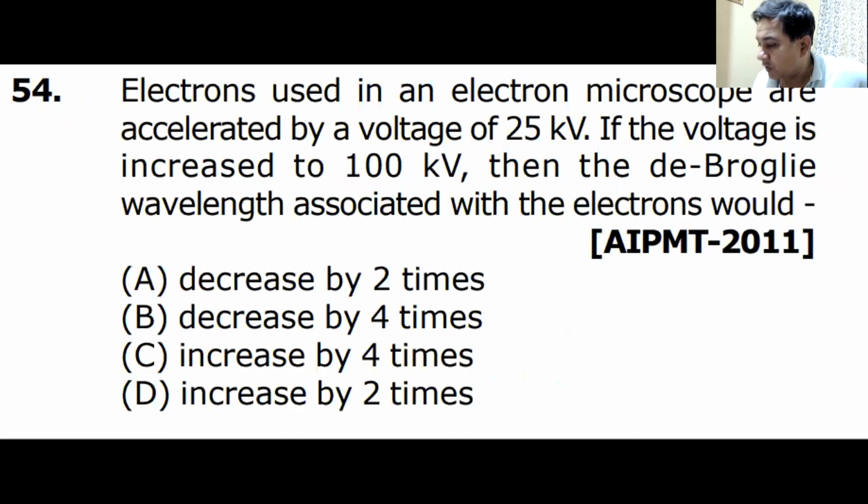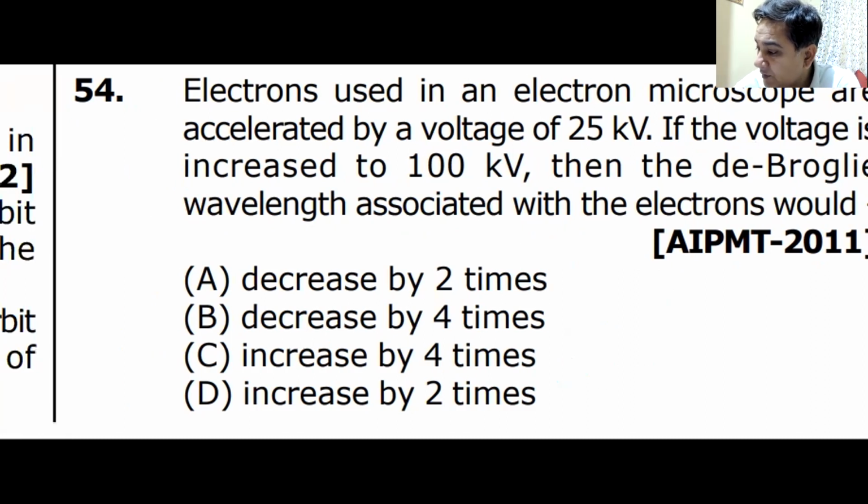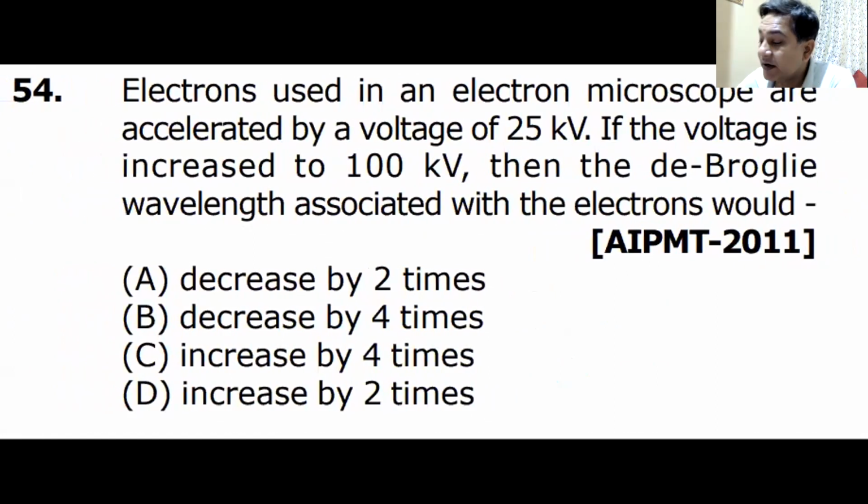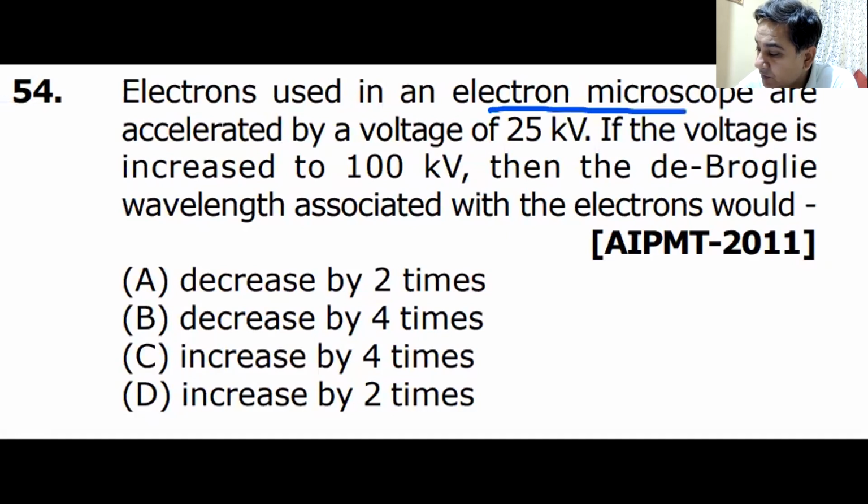Okay. Let us move on to this question, which is from the latest pattern. And these are the type of questions that are more in the business today. Electrons used in an electron microscope are accelerated by a potential difference of 25 kilovolt. Now I have changed it to 100 kilovolt. What will be the De-Broglie wavelength? Will it increase or decrease? What will happen? We know the relation, yes or no?